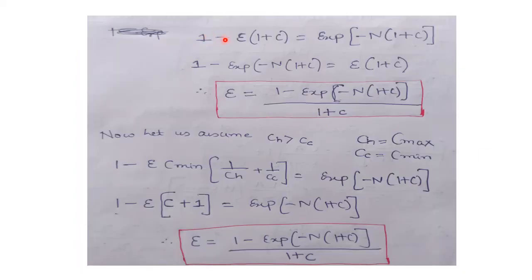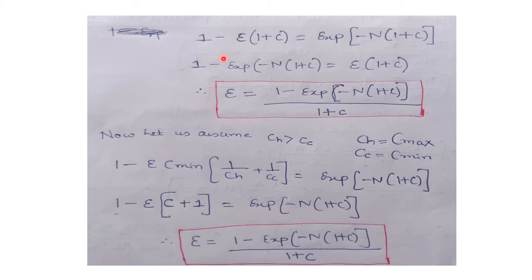So 1 minus epsilon of 1 plus C is equal to exponential of minus N times (1 plus C). This C indicates C minimum divided by C maximum. C is nothing but the capacity ratio, where C is C minimum divided by C maximum.